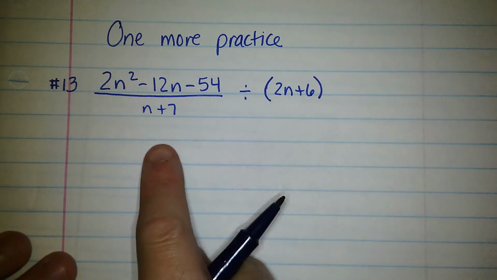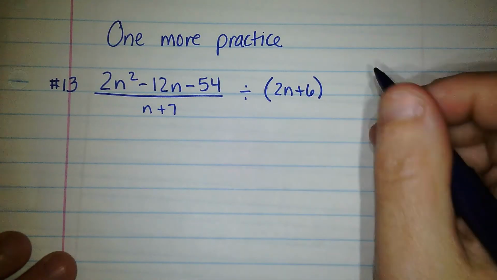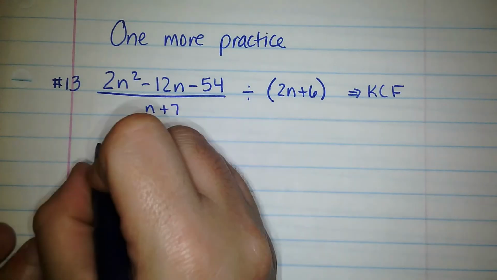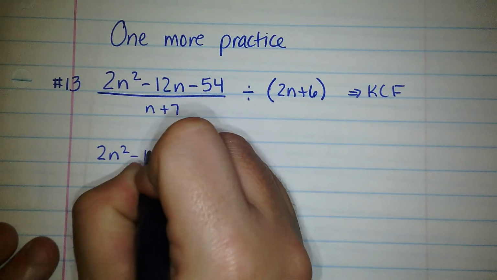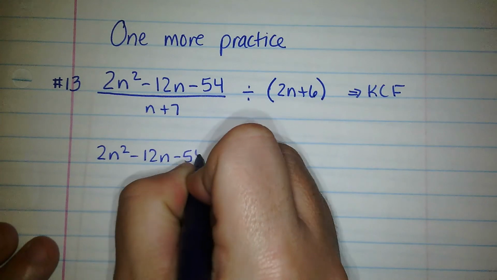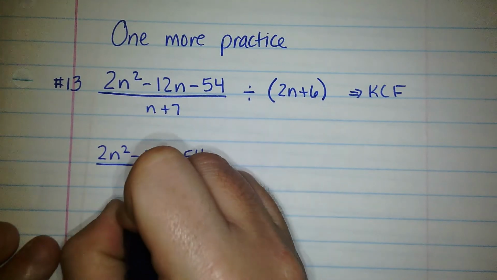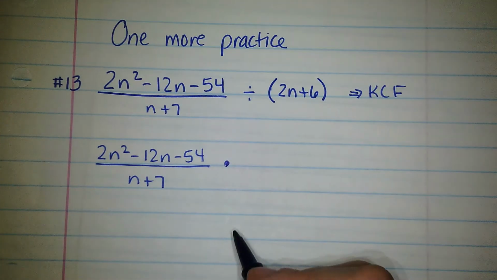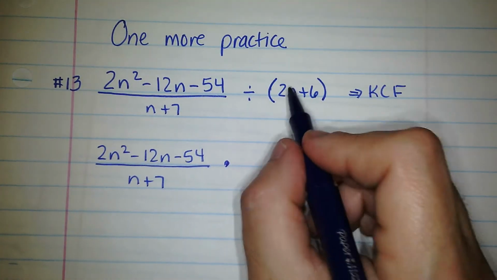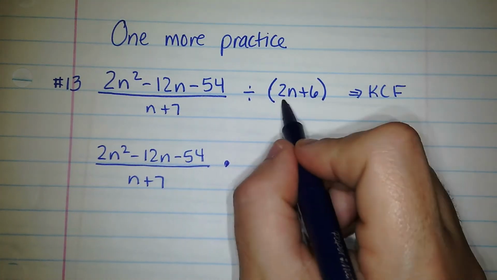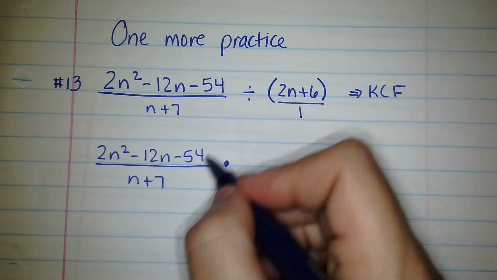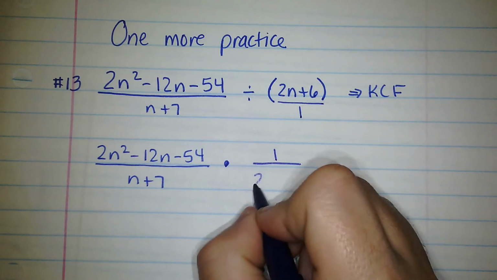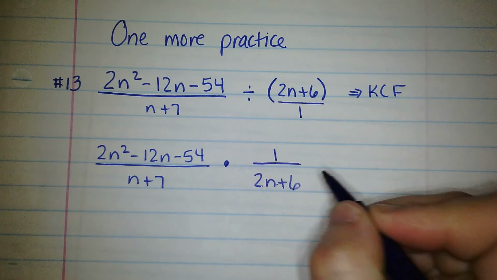The first thing we want to do is make sure that we keep change flip. So I'm going to keep the first fraction. It's kind of long to write, but it's whatever. And we're going to change this to a multiply. We're going to flip this over. Now, when you go to flip this one, this is really 2n plus 6 over 1. So when I take the reciprocal, the 1 has to be on the top and the 2n plus 6 has to be on the bottom.